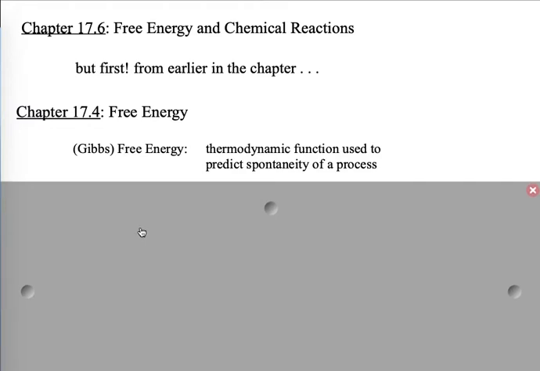Free energy, sometimes called Gibbs free energy, after Josiah Willard Gibbs, who discovered all of this in the late 1800s, is a thermodynamic function that we made up that is used to predict whether or not a process is spontaneous. So free energy is often called the available energy. It is the amount of energy that a system has that is capable of being harnessed to do useful work.